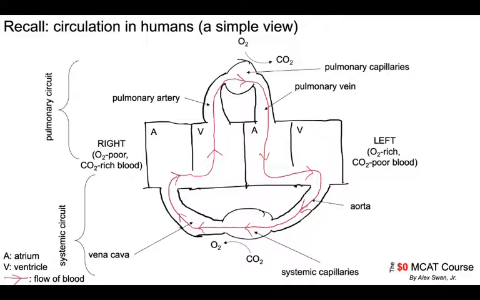We can see that the right side of the heart is oxygen poor and CO2 rich, and the left side of the heart is oxygen rich and CO2 poor. That's because the blood that goes into the pulmonary circuit is going to be enriched with oxygen, and the CO2 is going to be removed from the blood, and vice versa for blood at the systemic circuit.